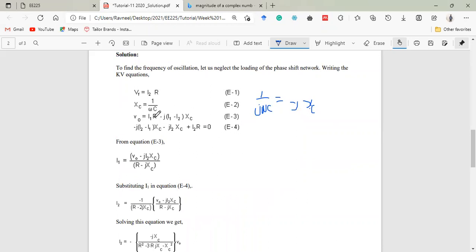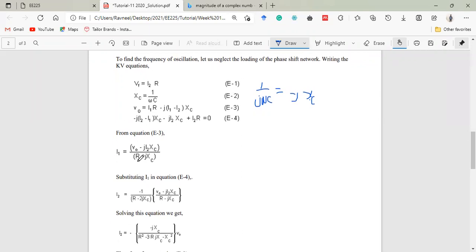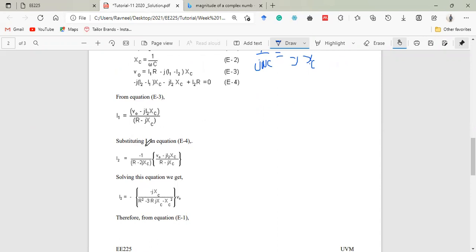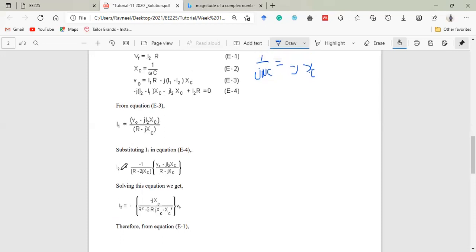So in this particular case, from equation 3, we can make I1 the subject of the formula. That is going to be equivalent to V0 minus j I2 Xc upon R minus j Xc, right? Once we find our I1, we can substitute it into the second equation. This is the substitution method to solve our equations. So when you substitute the I1 value we calculated into equation number 4, we get our I2 to be equivalent to this particular term over here, right?